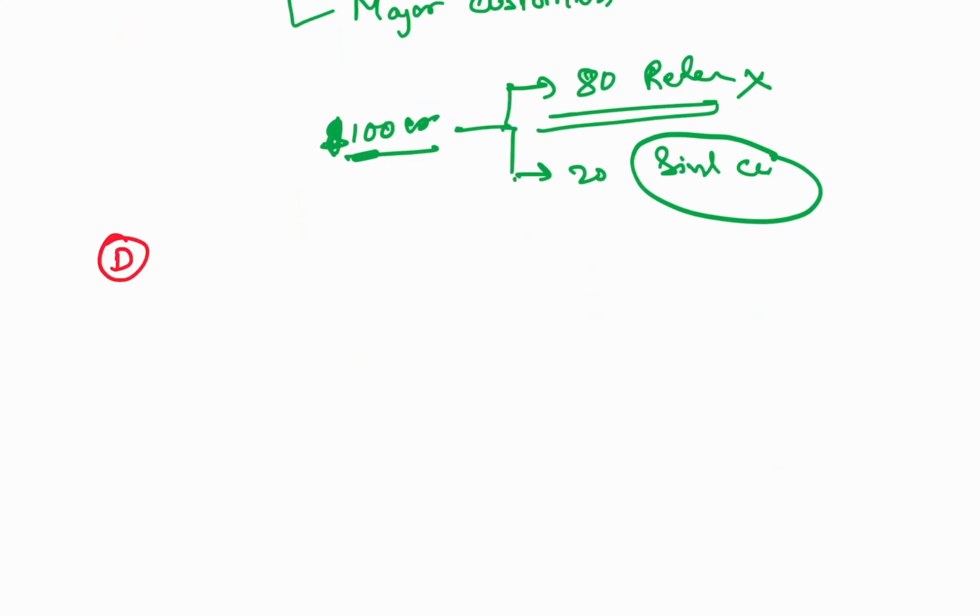Fourth point, that is post balance sheet events. Write down. This means events that happened after the balance sheet date but before the report is published.